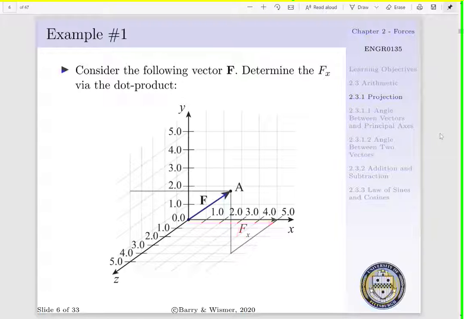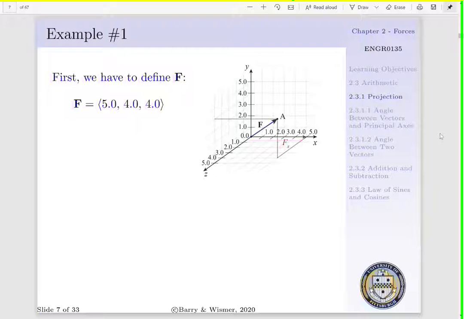Consider the following vector f that starts from our origin and ends at point A. That's defined as 5, 4, 4. We want to determine f sub x via the dot product. First we have to define f. F is 5.0, 4.0, 4.0. That is, it has a magnitude of 5 in the x direction, 4 in the y direction, and 4 in the z direction. We know our result should be 5.0, but we're going to show that with our vector dot product.